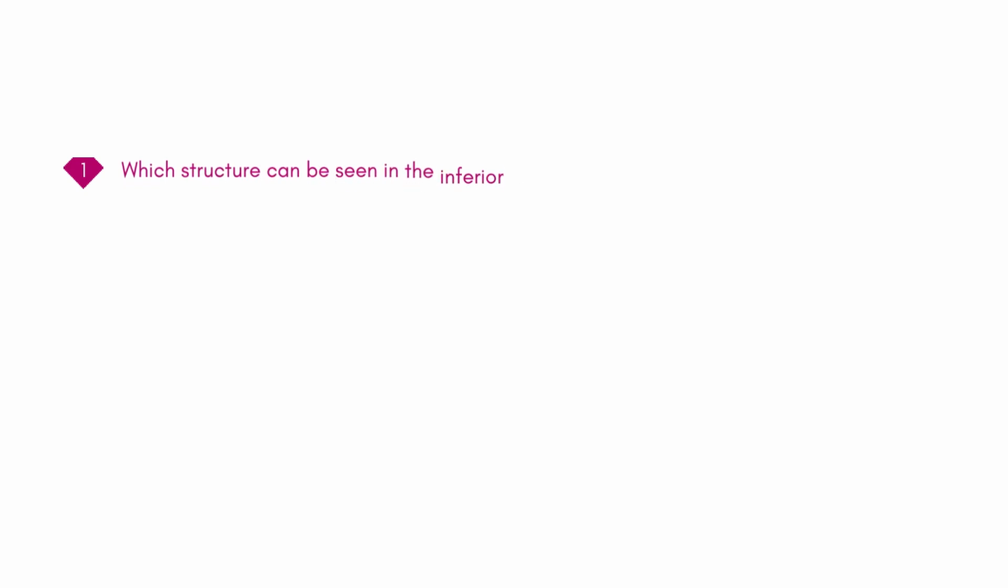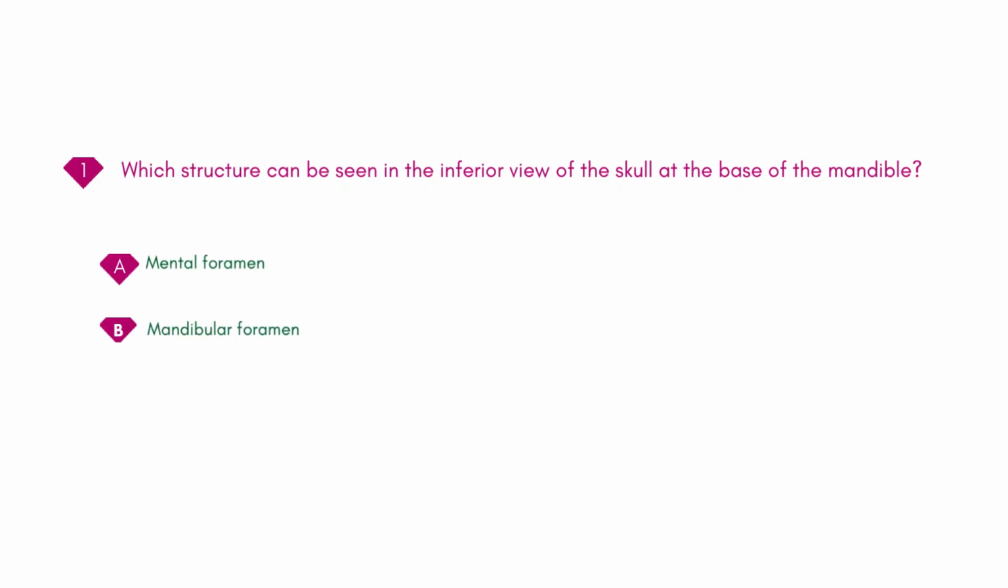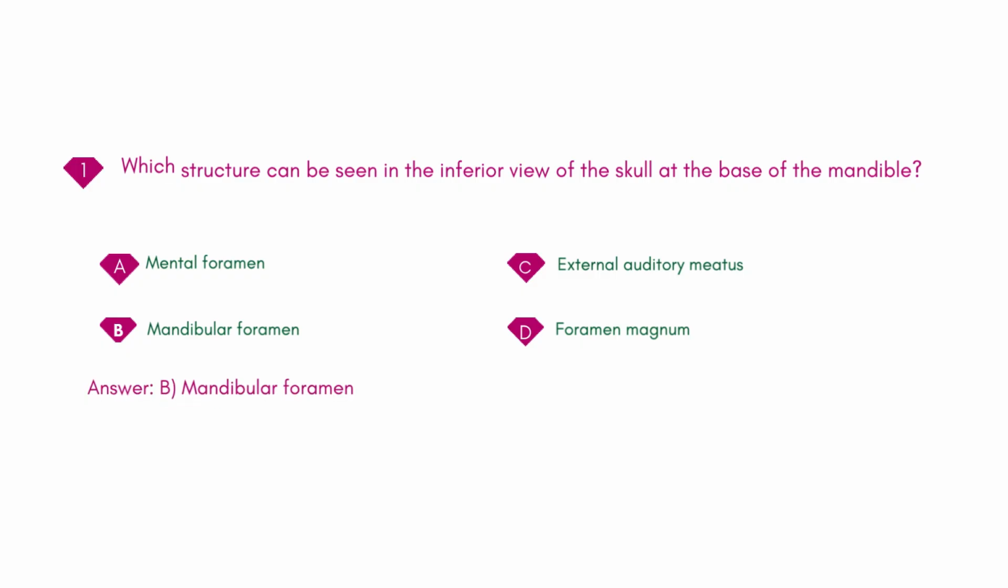Which structure can be seen in the inferior view of the skull at the base of the mandible? A. Mental foramen. B. Mandibular foramen. C. External auditory meatus. D. Foramen magnum. Answer: B. Mandibular foramen.